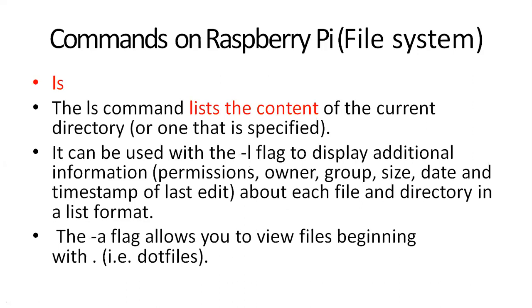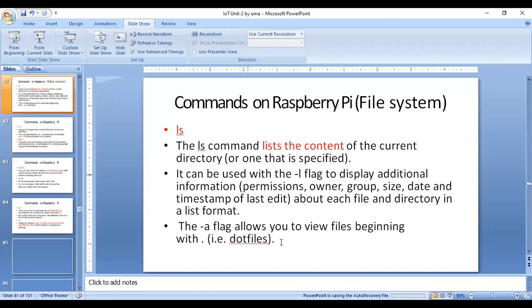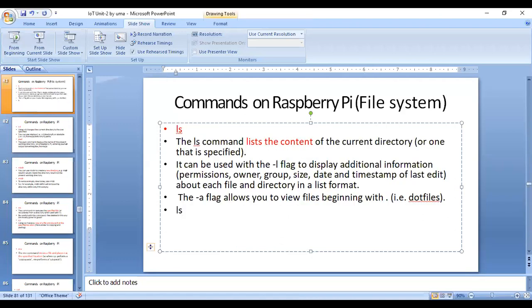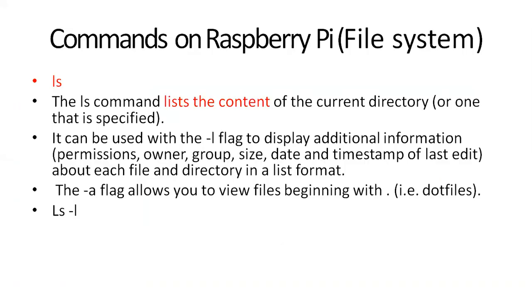For example, ls -l. If I type it like this, ls -l, that means you are executing the long list command. The long list consists of permissions, owner, group, size, date, and the timestamp of the last edit. Like that, you will have different options here. That is the ls command.